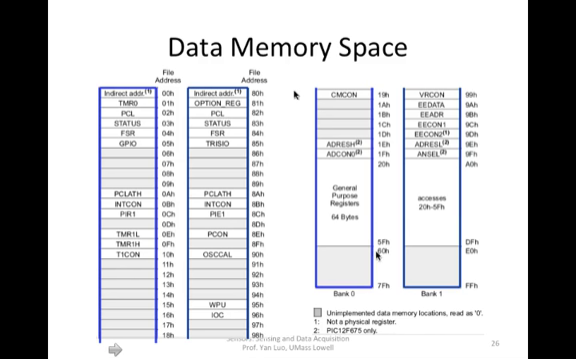There are also some locations, for example, from address 20 to address 5F, those are general purpose registers. Those are without specific names, and you can use these locations for storing your data temporarily.